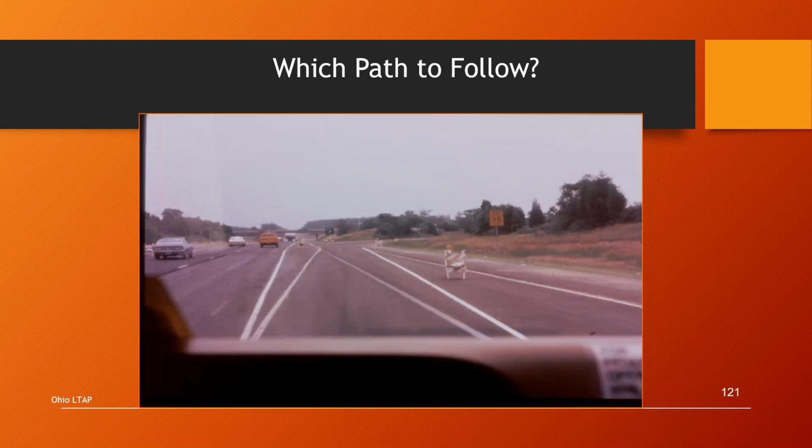And here's an example where they kind of removed some of the pavement markings, but not really. So that causes confusion to the motorists. This section here, you can see.